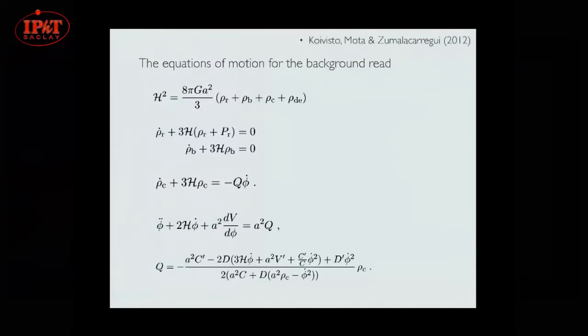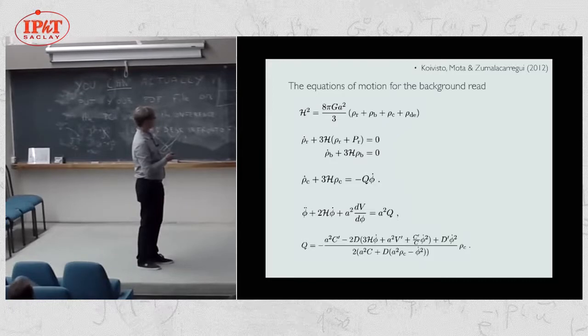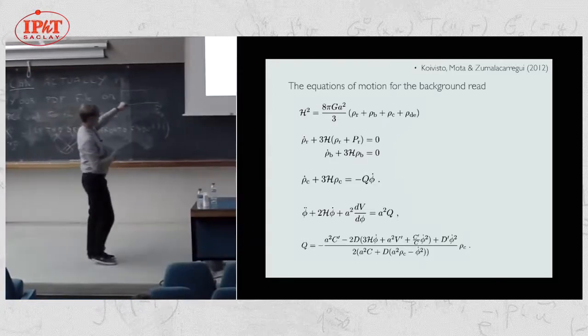So, okay, so the equations of motion, there's not much to say, really. Standard Friedman equation here in conformal time. Radiation and baryons are standard. Dark matter and the field phi interact via this field Q. Okay?